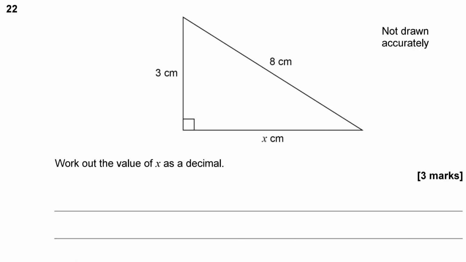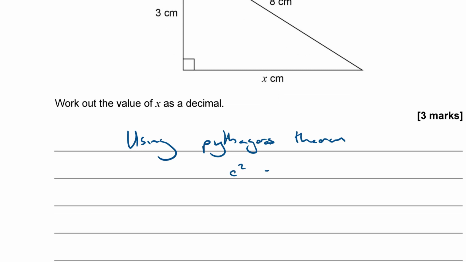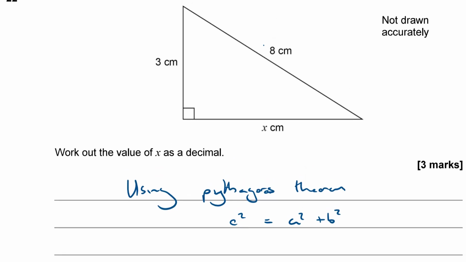Question 22. I'm given a right angled triangle here, of which I know two sides and one is labelled x, and I'm asked to work out the value of x as a decimal. Okay, so the rule that links three sides of a right angled triangle together is Pythagoras theorem. So I'm going to be using Pythagoras. So using Pythagoras theorem, I know that c squared is equal to a squared plus b squared, where c is the longest side. So that's going to be c, and a and b are my shorter sides.